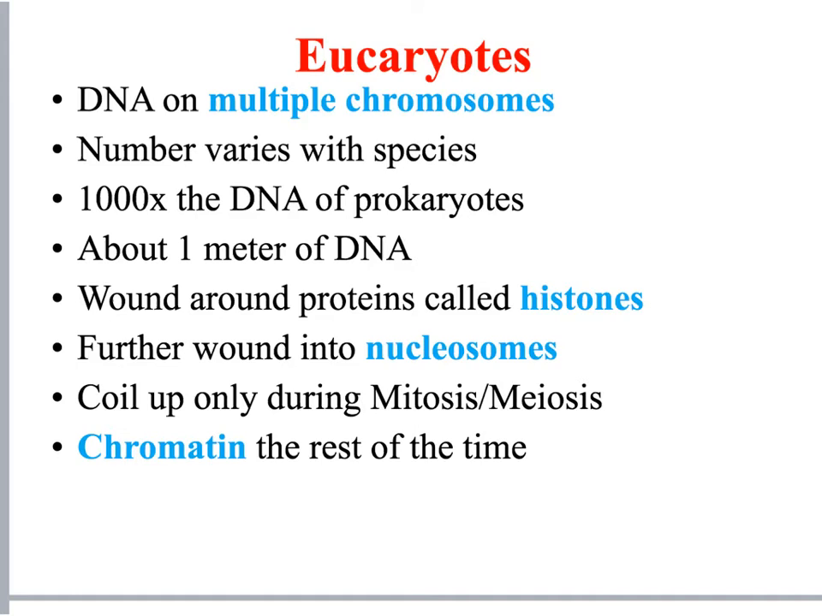There are also different structures that you find in eukaryotes that you don't find in prokaryotes, such as histones, nucleosomes, and chromatin. These are all different structures that help our DNA be condensed and compacted to fit on the chromosomes that we have.